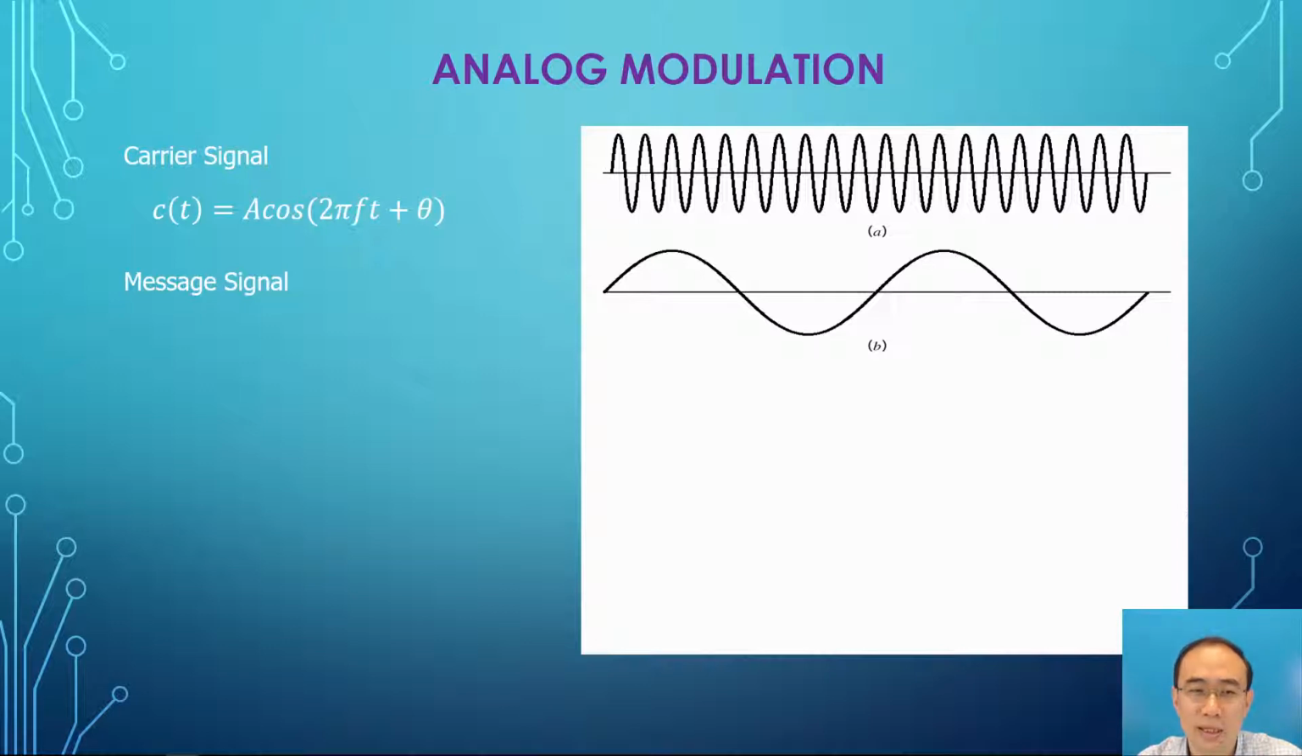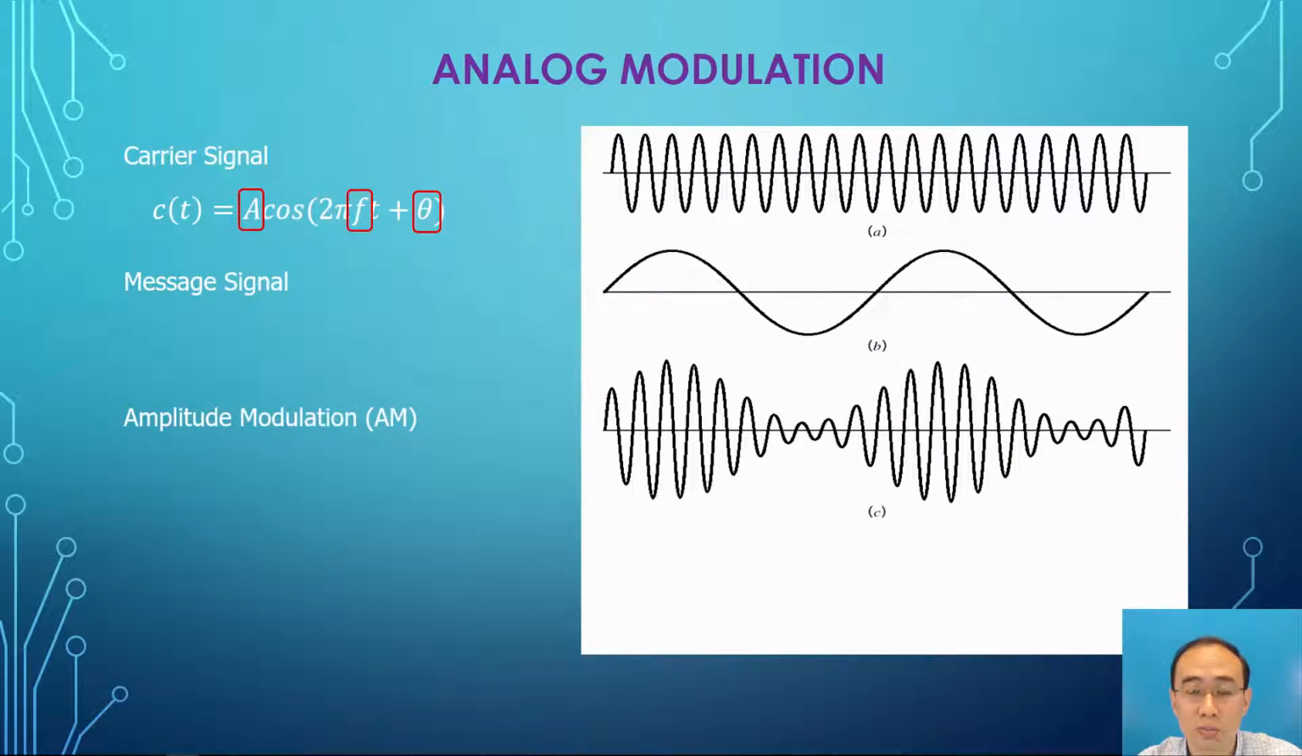If we look at this carrier signal, there are several parameters we can change to carry information, including the amplitude, the frequency, and also the phase. If we want to use the amplitude of the carrier to carry the message signal, we can achieve amplitude modulation, where the amplitude of the carrier signal will change according to the message signal.